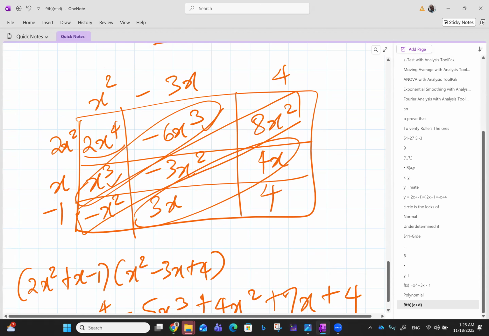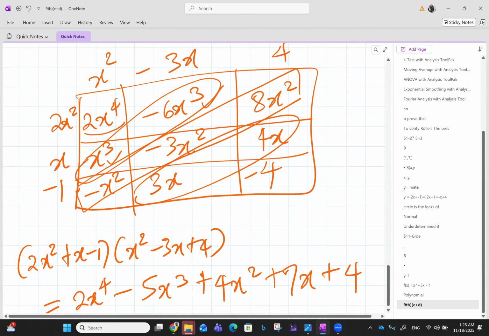Aha. You see, I made a mistake. Okay, that's minus 4. So this is minus 4. Okay. And this is minus 4. So minus 4, like that. Okay. So be careful with the signs. Minus 1 times 4, that's minus 4 right here.